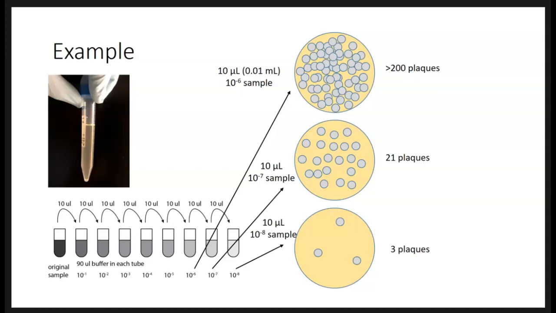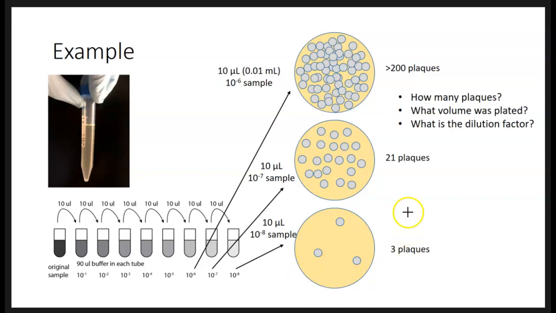So imagine on these plates that on the 10 to the minus 6 sample, we have way more than 200 plaques. It's too hard to count. On our middle plate, we count 21 plaques. And on the lowest dilution, we count 3 plaques. So let's think about these numbers that are going to go into our equation. Which of these plates are we going to use to count? We're going to use this middle plate. That's the Goldilocks plate.